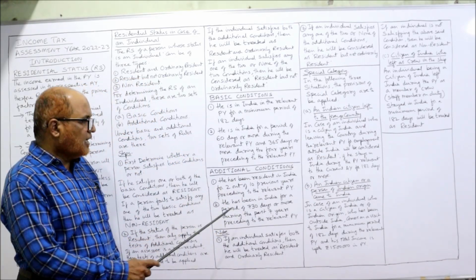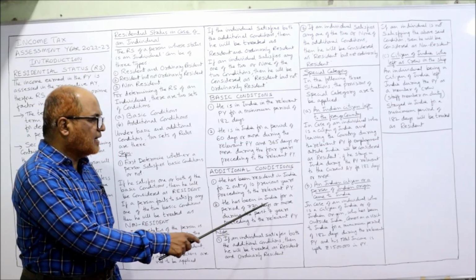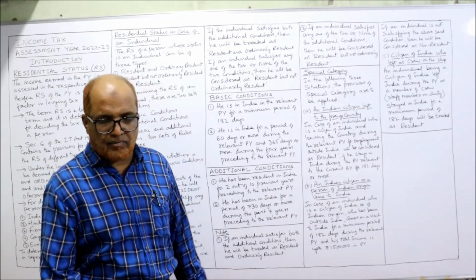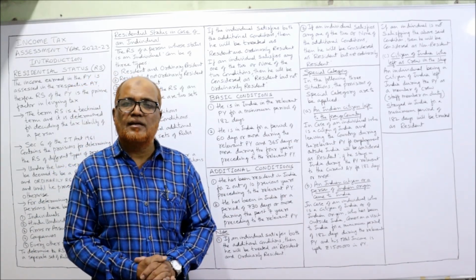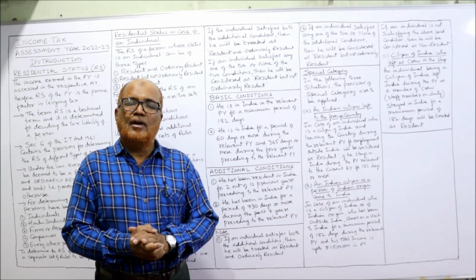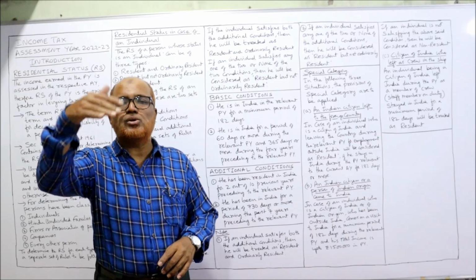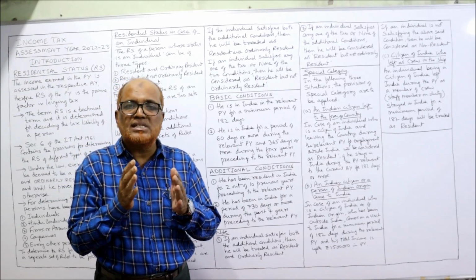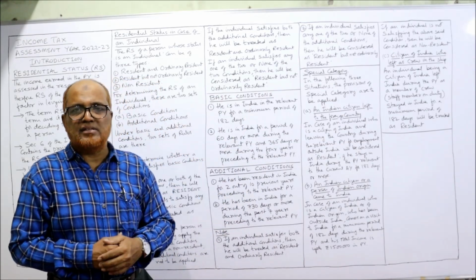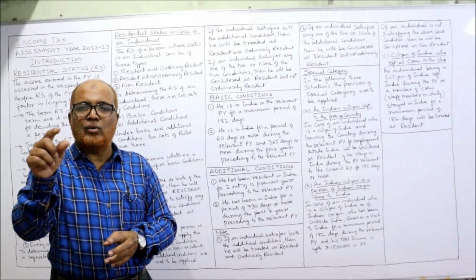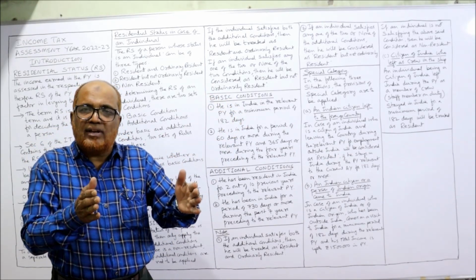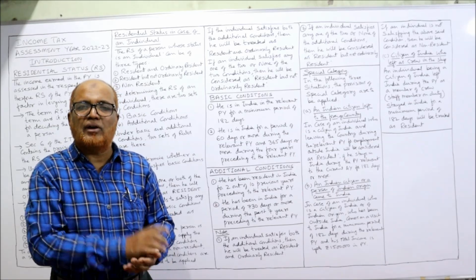The second additional condition says he has been in India for a period of 730 days or more during the past 7 years preceding the relevant previous year. The second condition says he must stay in India for a minimum period of 730 days during 7 years preceding the current previous year. Before the current previous year, our current previous year is 21-22. Before 21-22, 7 years you go back. In those 7 years, he should stay in India for a minimum period of 730 days.